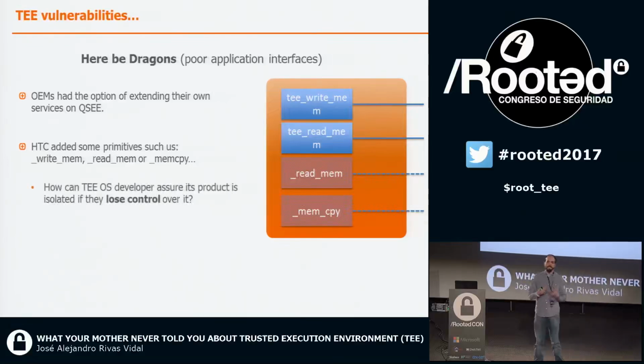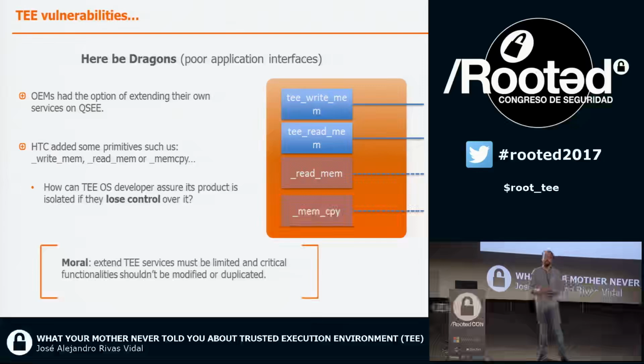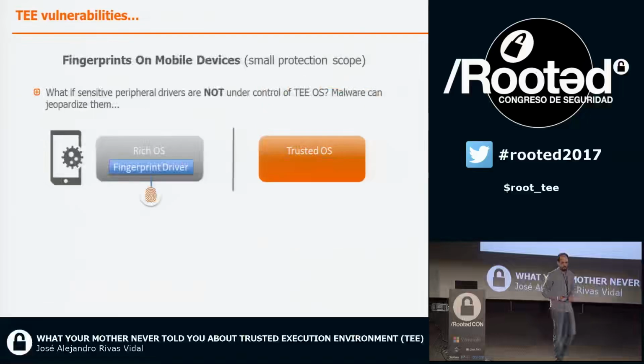And my question is the following. How come the trusted operating system developer ensures certain properties when in fact they lose control of their system? Could it be necessary to extend certain services of a TEE? Well, that should always be done in a controlled way. And mainly, we should never allow the modification or duplication of critical services, such as everything that regards memory.